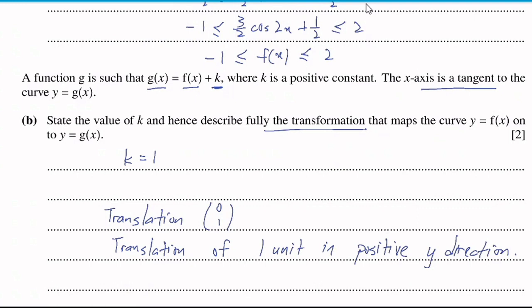Okay, so of course, if you already understand how the translation works, definitely the first one is the easiest for us to state. So we don't need to worry about writing so many words here. Okay, that's how we look at questions like this.